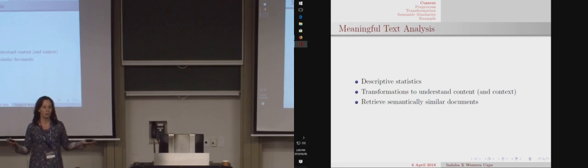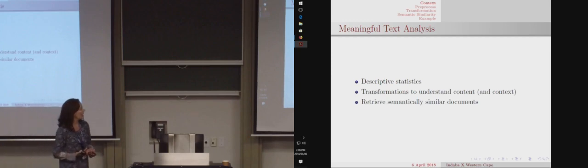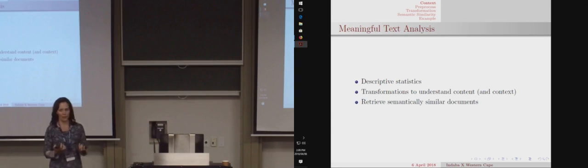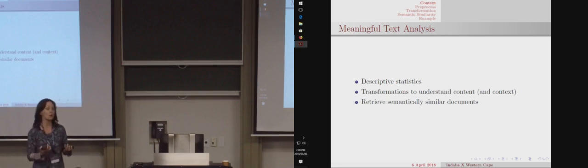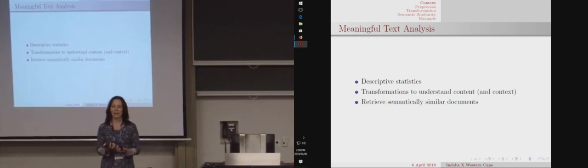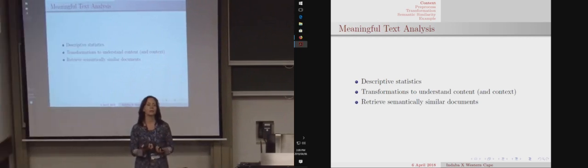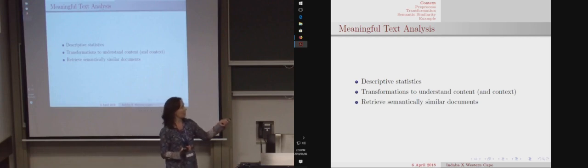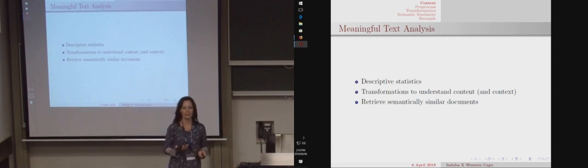How on earth will you know what that corpus is about if you don't understand the context? And once you have that transformation that makes you understand the context of your set of tweets or documents, then you can start to understand how they are similar to each other. So those are the 3 phases of meaningful text analytics.